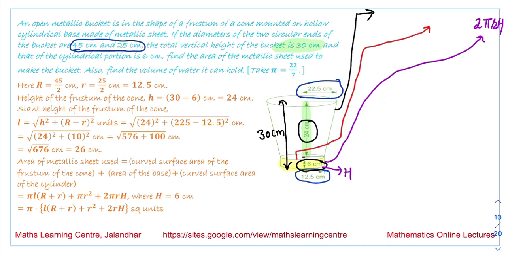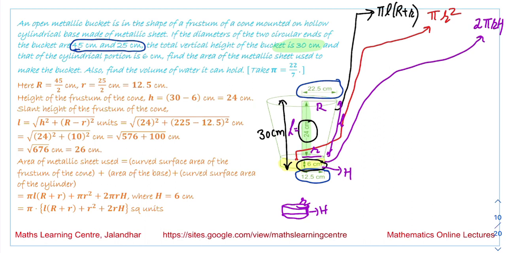Suppose this is the value of small r, this is the value of capital R, this is the value of L, and this is the value H that we have. When we talk about this base cylinder, the height of this cylinder is capital H, and the radius is small r. The area of this circular base is pi r square, and the lateral area of this frustum of cone is pi L into capital R plus small r.